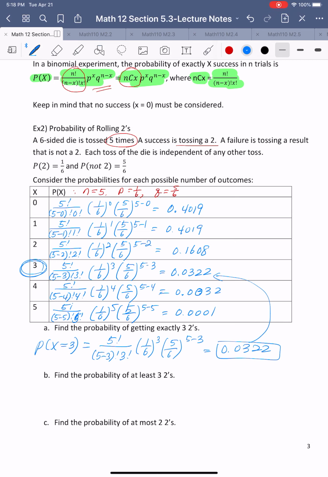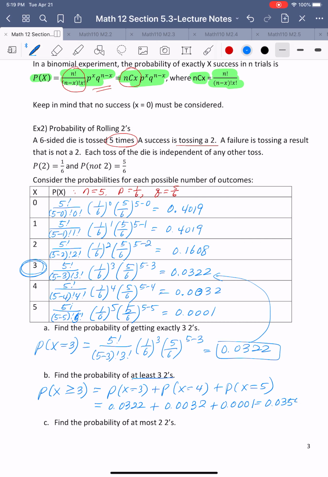Find the probability of at least 3 2's. So at least means it has to be greater than or equal to 3. Okay, so it could be 3 or 4 or 5, which is the same as P of x equal to 3 plus P of x equal to 4 plus P of x equal to 5. So in order to find that, 0.0322, 0.0032, 0.0001 come out as 0.0355.